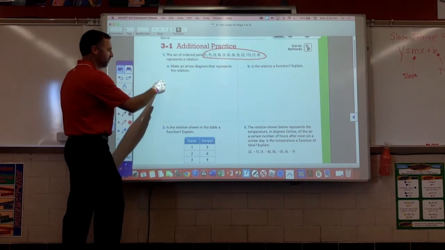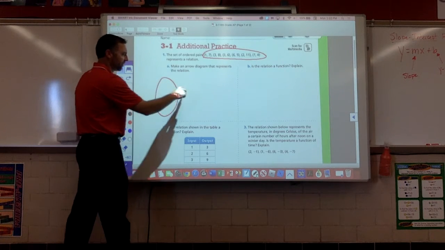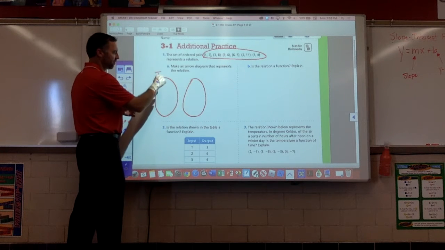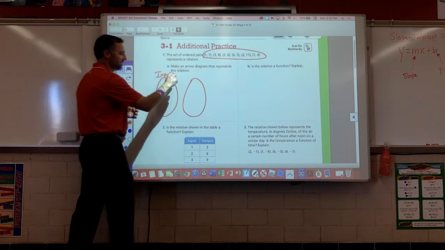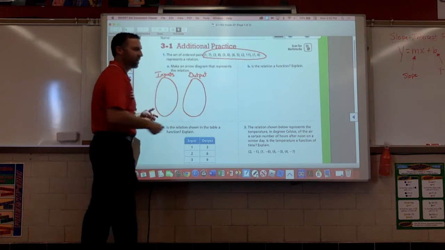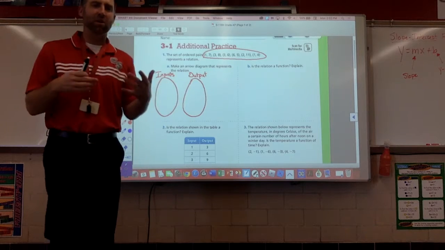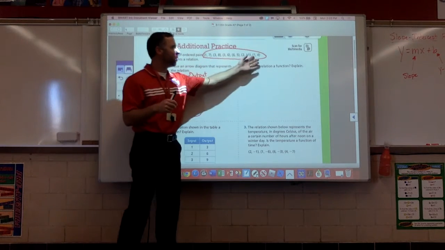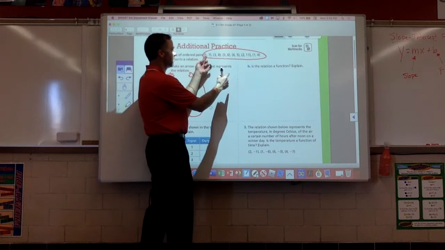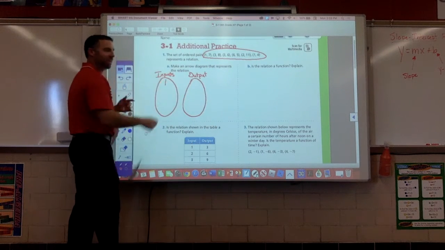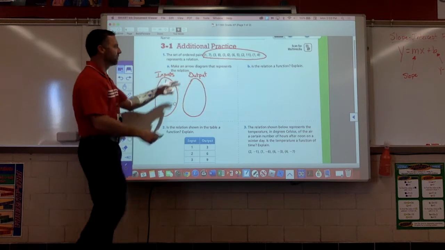Make an arrow diagram that represents this relation. Folks, we're going to draw two ovals. The oval on the left represents our inputs. The oval on the right, outputs. Now, as we go down these, we don't need to list an input more than one time. So even if there's multiple of the same, for instance, there's a 1 here and a 1 here, we only list it one time.